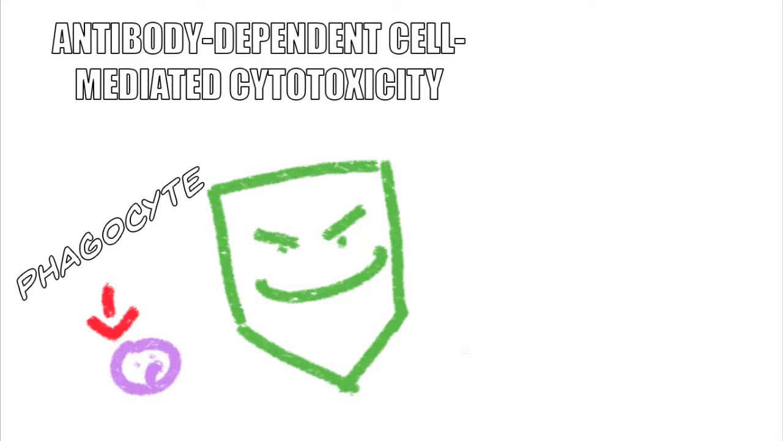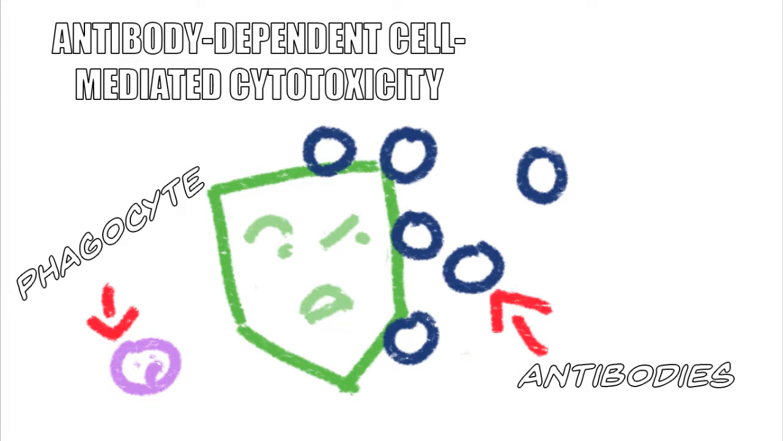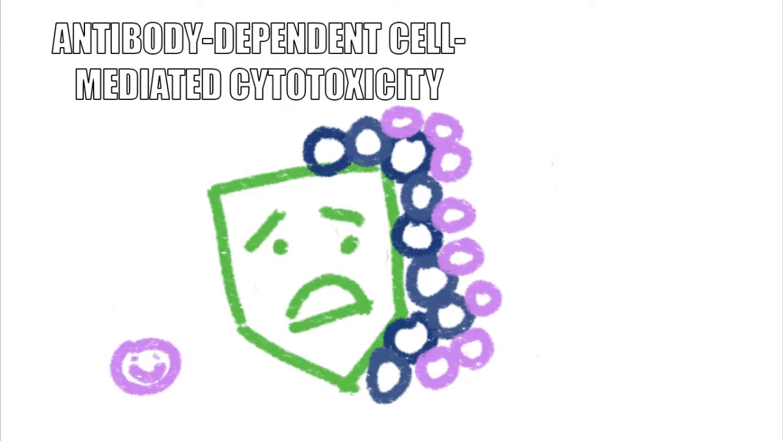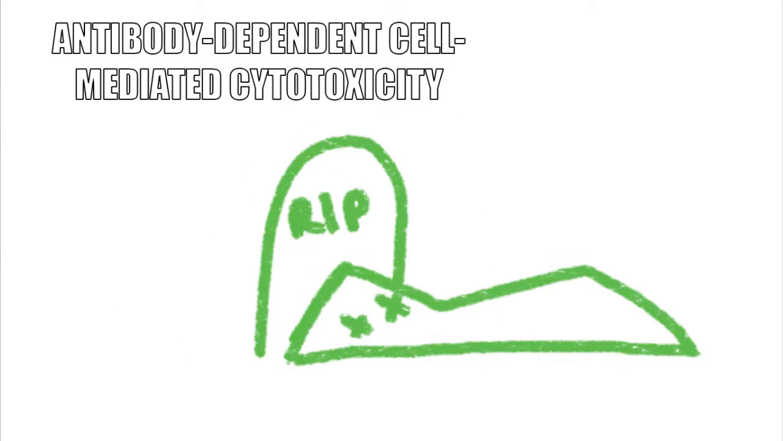ADCC is used for large parasites that cannot be phagocytosed by a phagocyte. Antibodies are produced to coat the surface of the particular parasite, and phagocytes are attracted to the antibodies. The defense cells then release lytic enzymes, which act to destroy the cell by apoptosis.